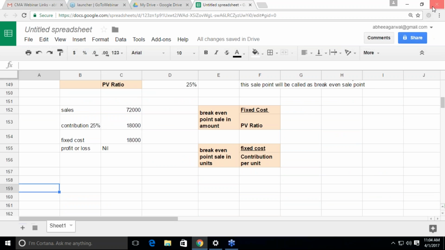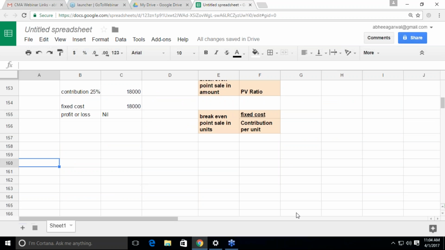Okay. Next, break-even point we have calculated. Now quickly I will tell you one more concept, then we'll end the session. That is margin of safety. So margin of safety, what is your danger point? Danger point is break-even point.